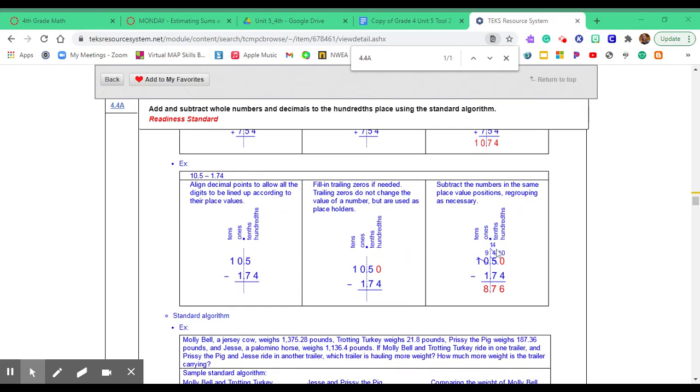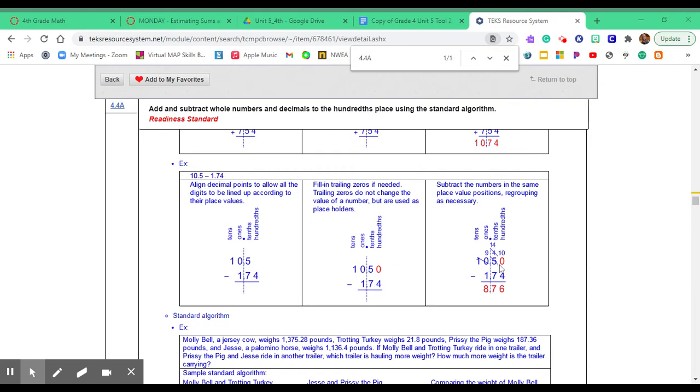Subtraction is the same exact way. In this example, we have 10.5 minus 1.74. So lining up the decimals, keep your place values in line as well. You will have a trailing 0. You cannot take 4 away from nothing. So you'll put that trailing 0 in as shown in this second box so that you can subtract like we would always subtract while keeping your decimals in line.